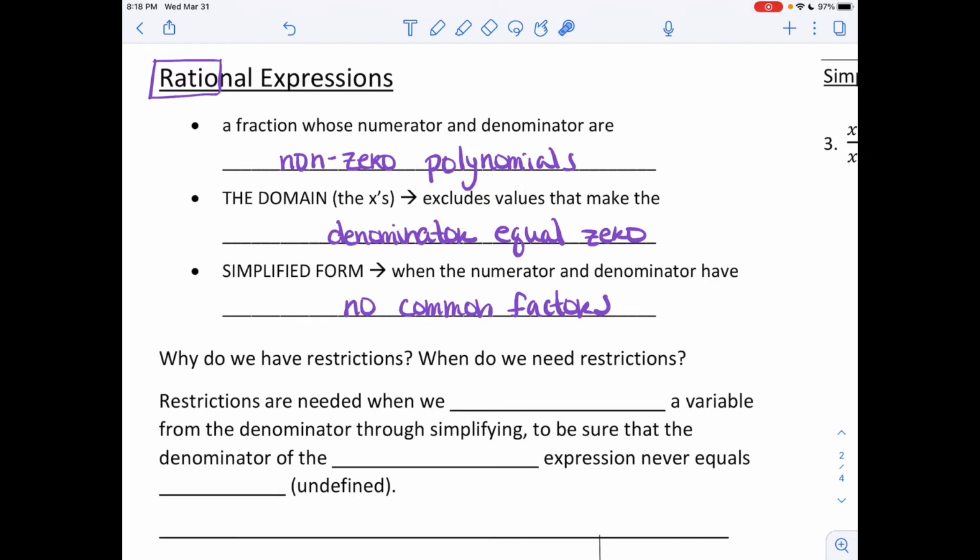Let's go ahead and talk about these excluded values, or another word for those is restrictions. And let's talk about why we have restrictions. I mentioned it briefly there, but basically when we eliminate a variable from the denominator of a fraction, remember now we're working with polynomials, so it's not just numbers like we had before, we're going to have variables as well. If we eliminate that through simplifying, then we need to be sure that we account for the fact that the original fraction still has to make sense. It can't have a 0 in the denominator because that would be undefined. You'll see this a little more clearly as we go through some examples.